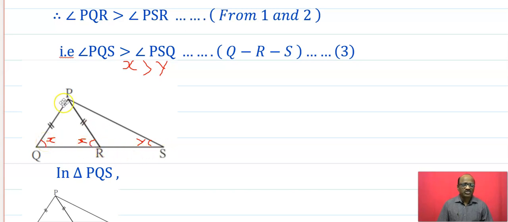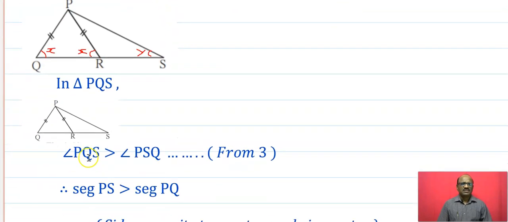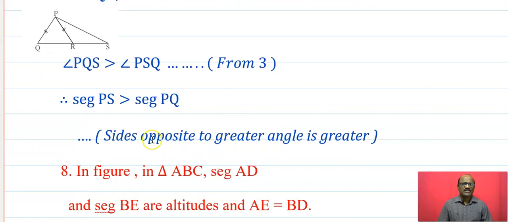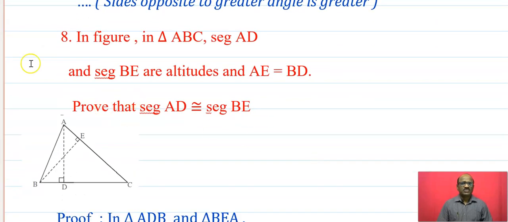It means that the measure of angle PQS is greater than the measure of angle PSQ. The side opposite to angle PQS is PS, and the side opposite to angle PSQ is PQ, and that's why segment PS is greater than segment PQ. That is, the side opposite to the greater angle is greater. And now the next question.